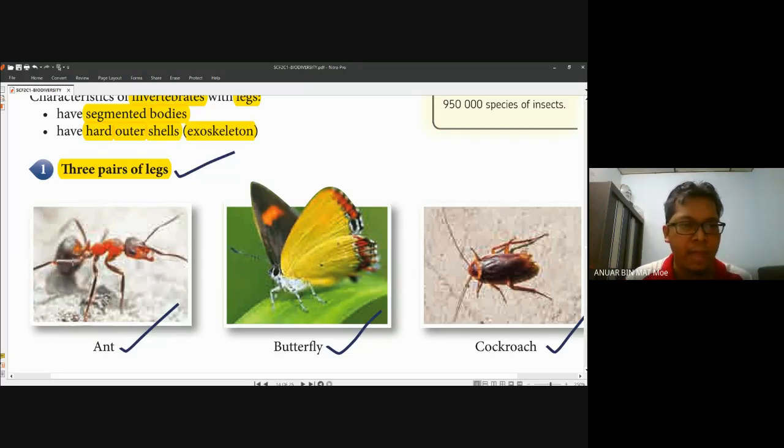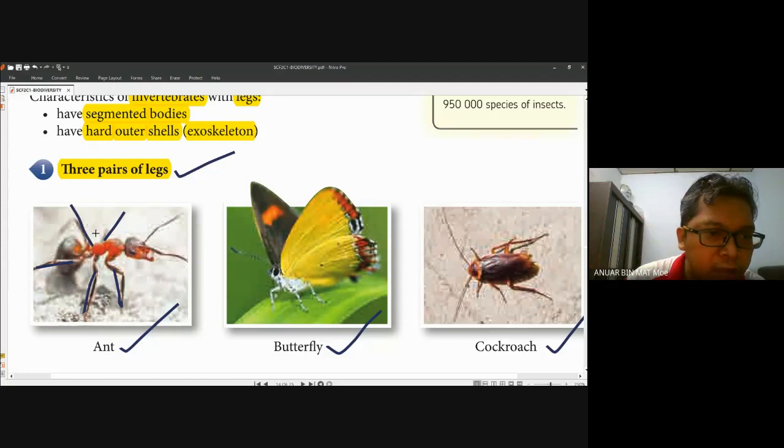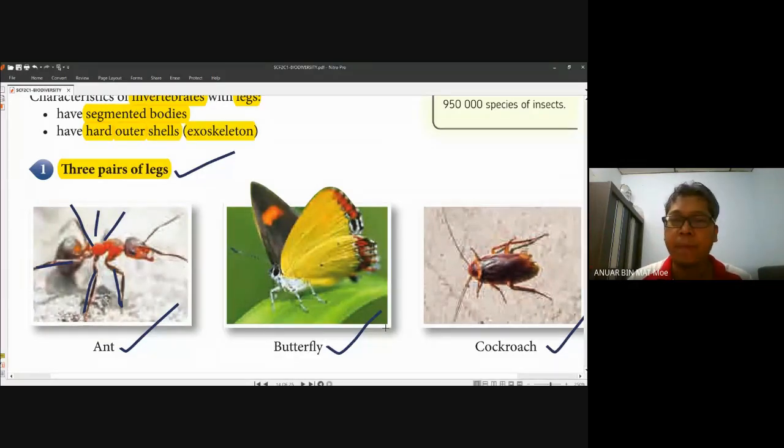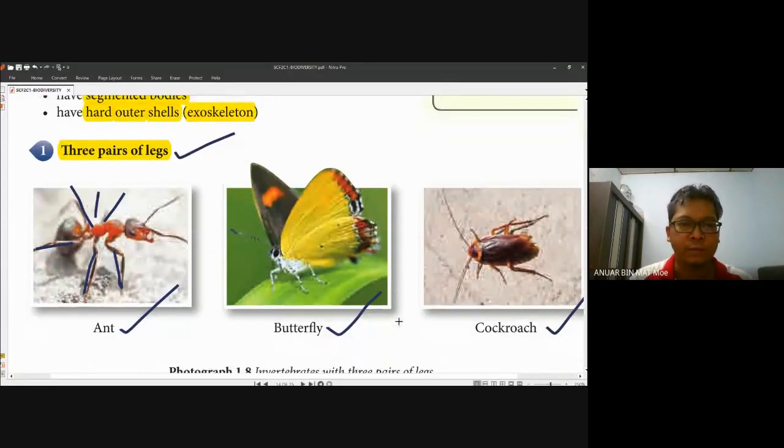Okay, for example, ant here, 1, 2, 3, and then 4, 5, and 6. 6 legs altogether. Okay, and then butterfly also will have 3 pair of legs or 6 legs, and then cockroach also has 3 pairs of legs here. Okay, so next one.